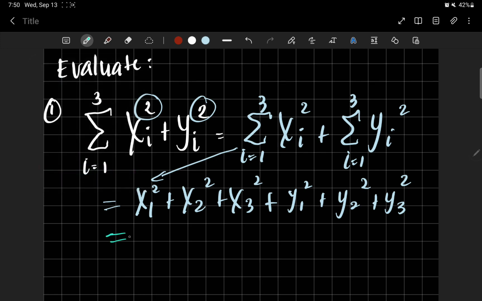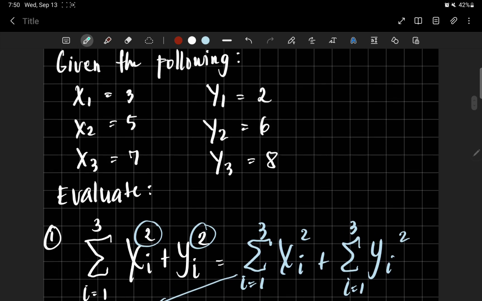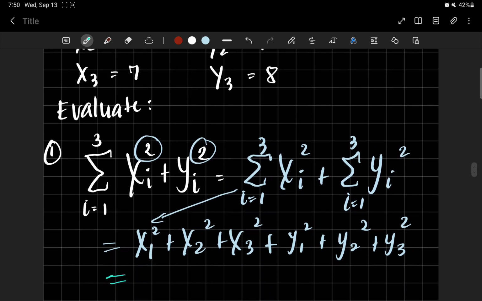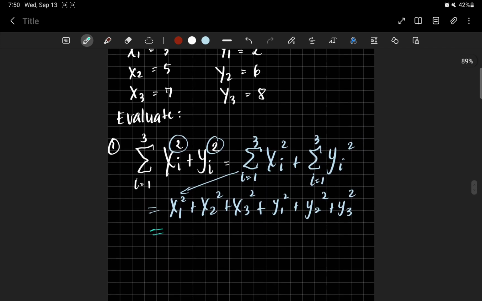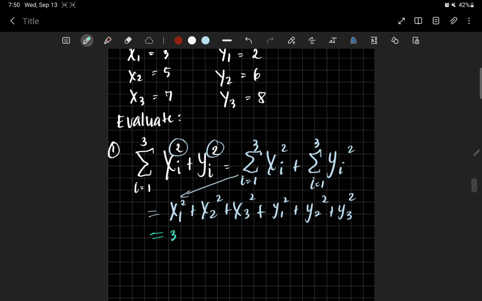After that, you have to substitute the given values. So ano ba yung given natin dito? Okay, so our x sub 1 is equal to 3. So it will become 3 squared. Plus the x sub 2, that is 5. So that is 5 squared. x sub 3 is 7. So you have here 7 squared.